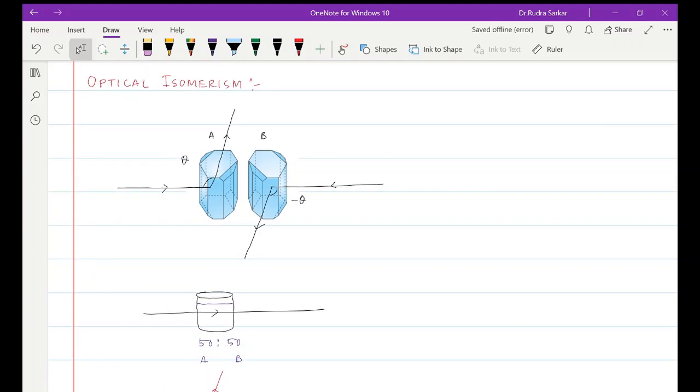Today we are discussing optical rotation. Now I have over here shown two crystal forms which I'm calling A and B, and say these are crystals of quartz or sodium potassium tartarate, okay, or potassium tartarate.